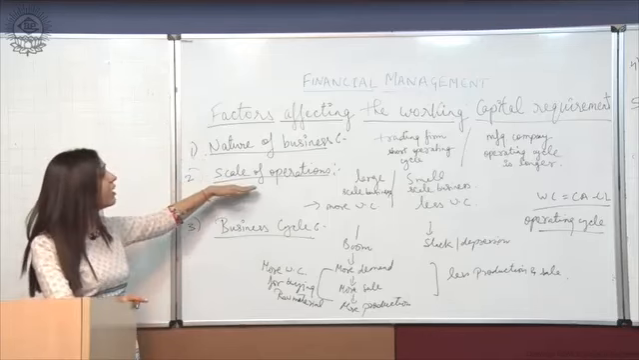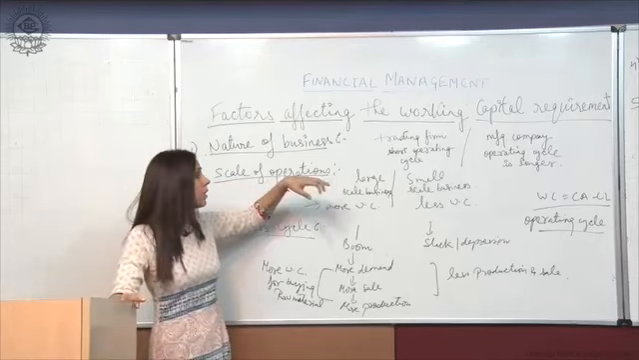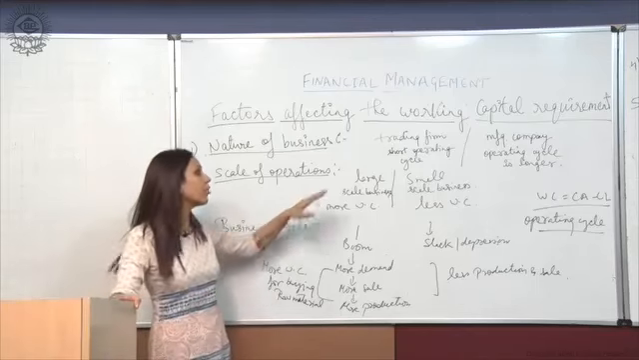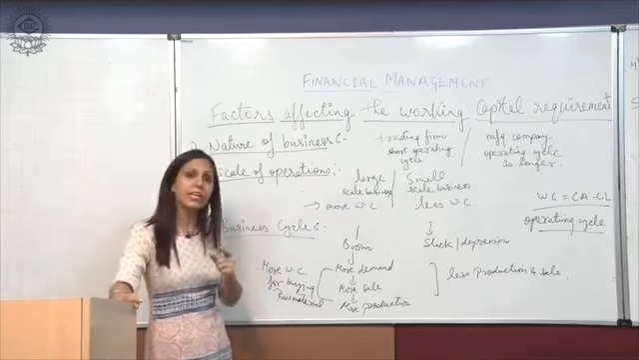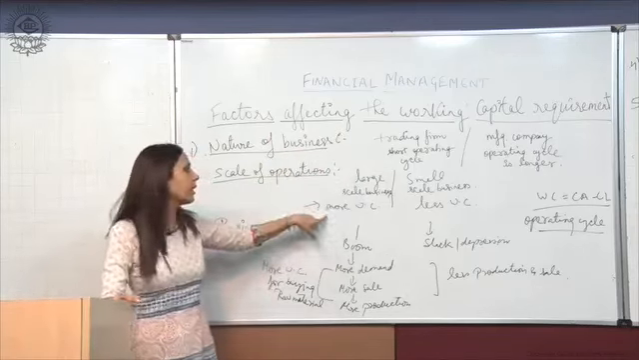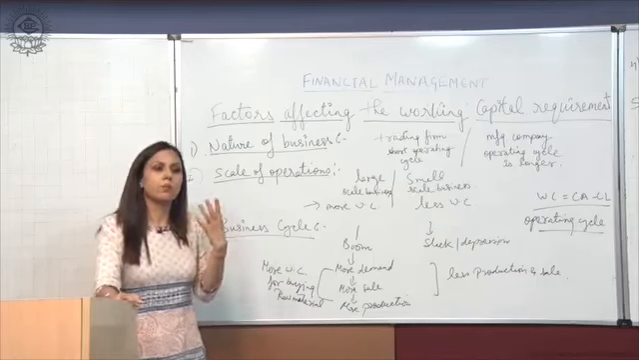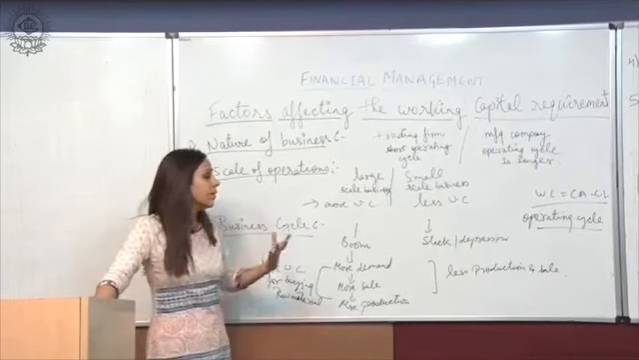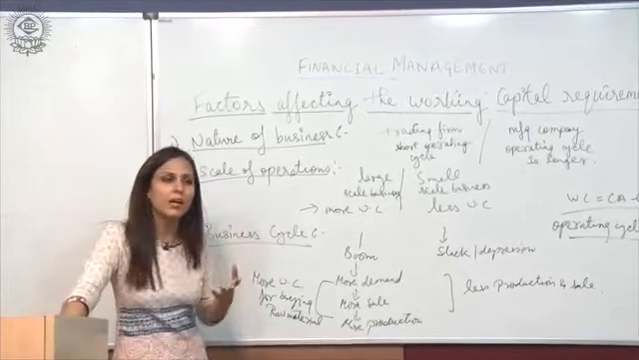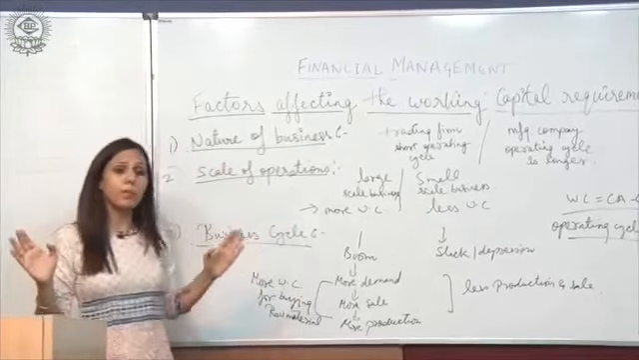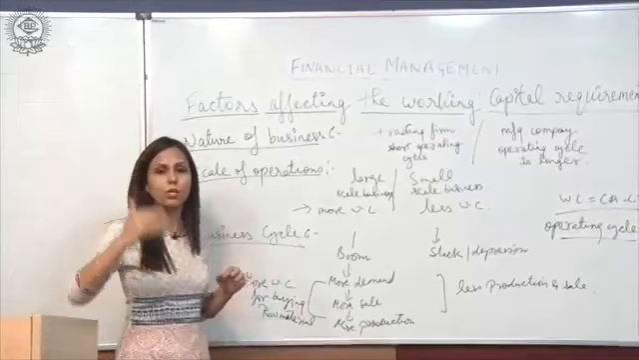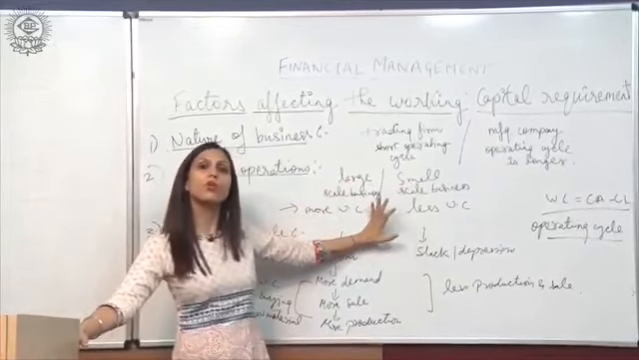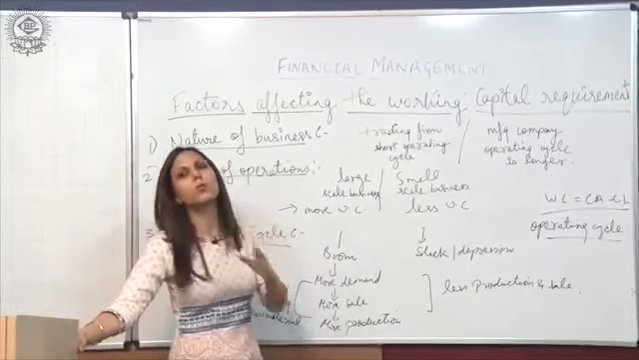Second is scale of operations. Scale of operations means the level at which a company operates. Fine. If a company is operating on a large scale, then obviously the working capital requirement will be more. Fine, because there is production on a high level, so obviously for that they require more working capital, more cash in their hand. Production is higher and demand is higher, and the company is on a very high level, that's why they require more working capital. Whereas a small scale business is on a lower level, so they require less working capital.